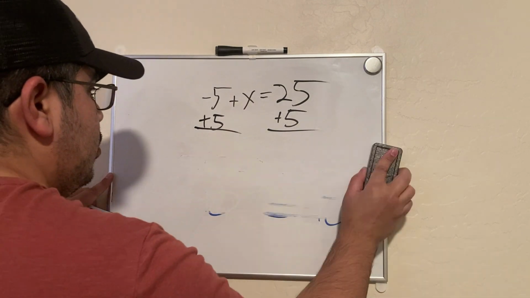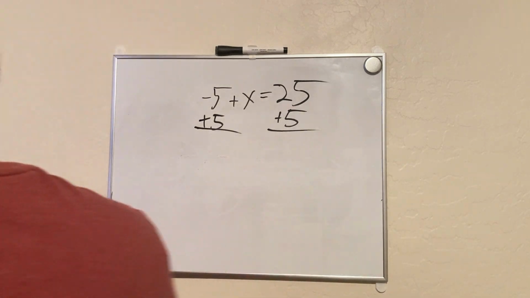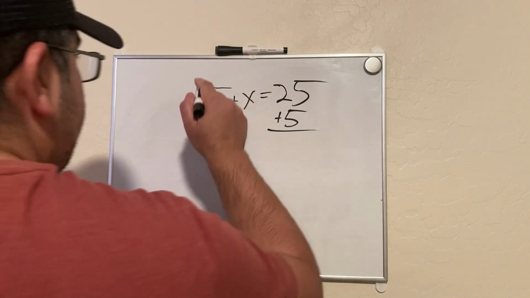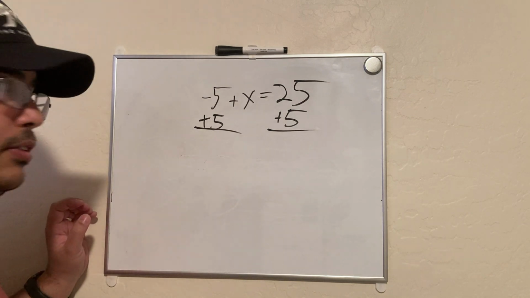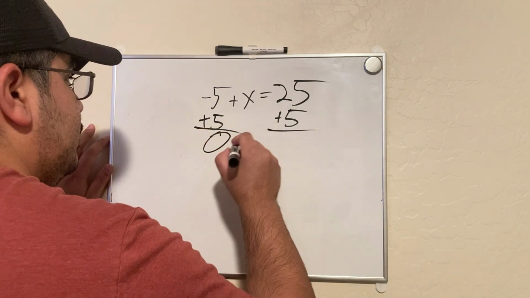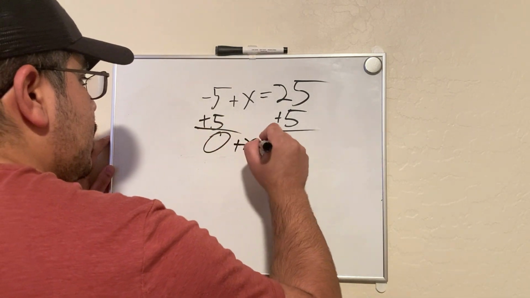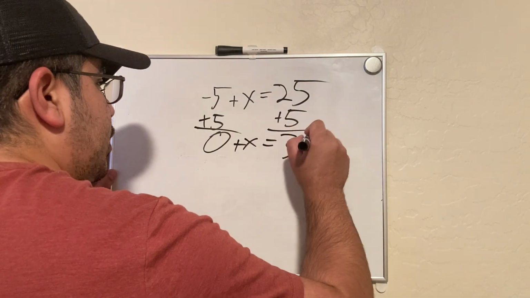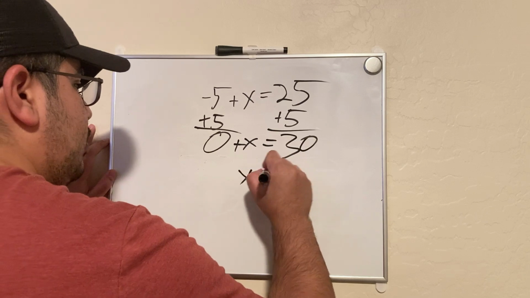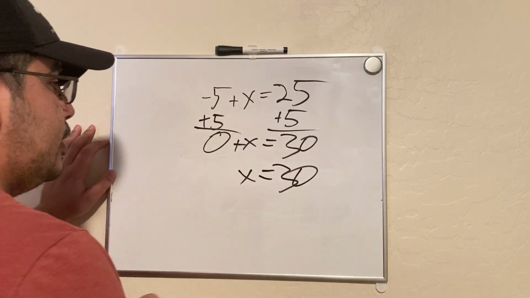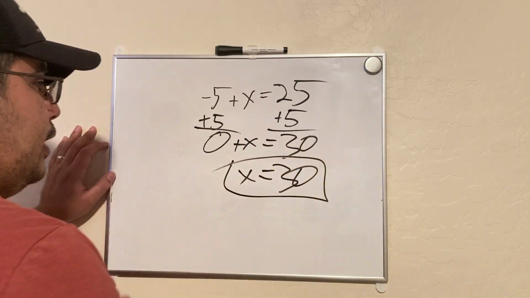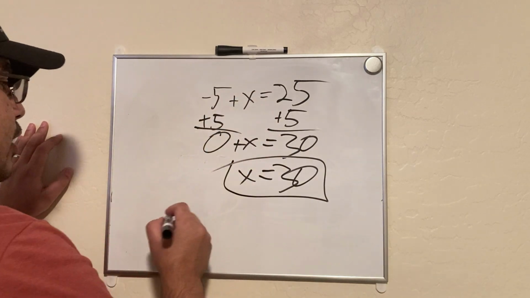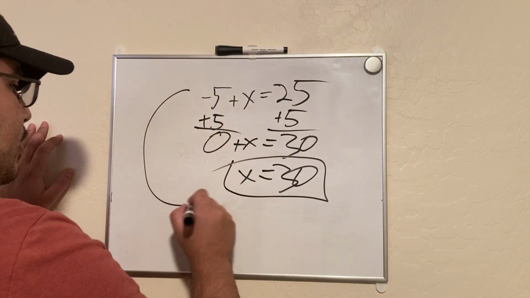Let's go back to the equation we were solving. So now we have negative 5 plus 5. We talked about that: 0 plus x equals 25 plus 5, which equals 30. So then x must be equal to 30. Let's check that. Let's put a square around that. We're going to plug that into x, so I'm going to bring this equation down here.